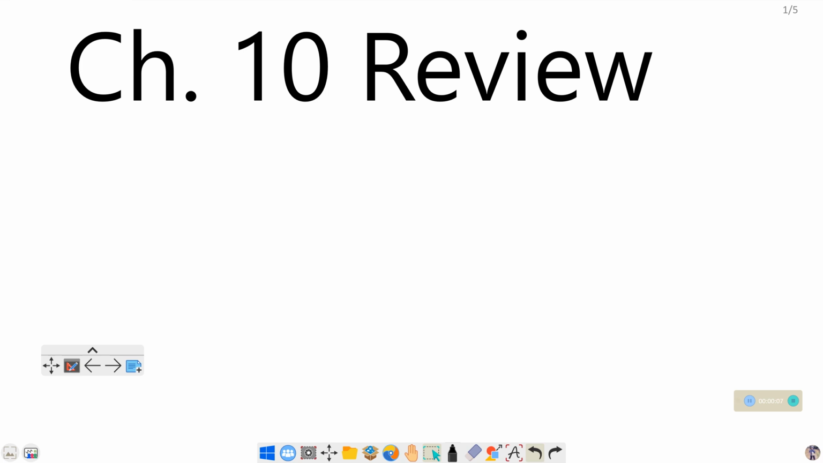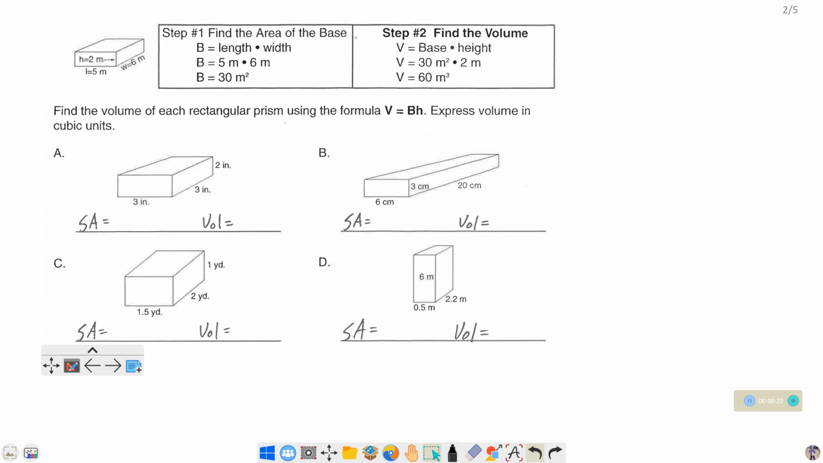This is going to be finding the surface area and volume of three-dimensional objects. Now you need a pencil and calculator to do the majority of today's work. I have 4 problems on each of the 4 pages that I'm going to review with you.